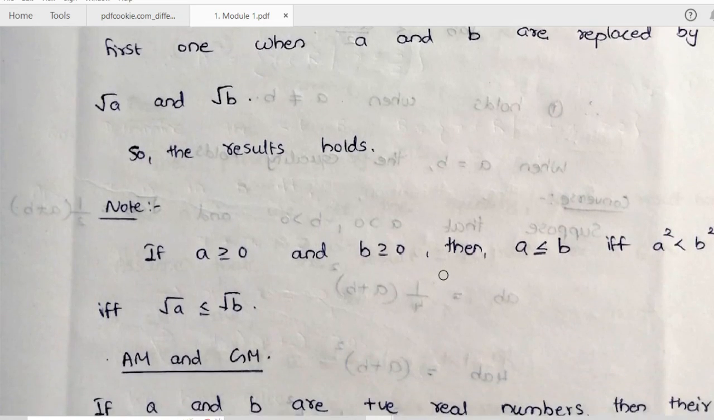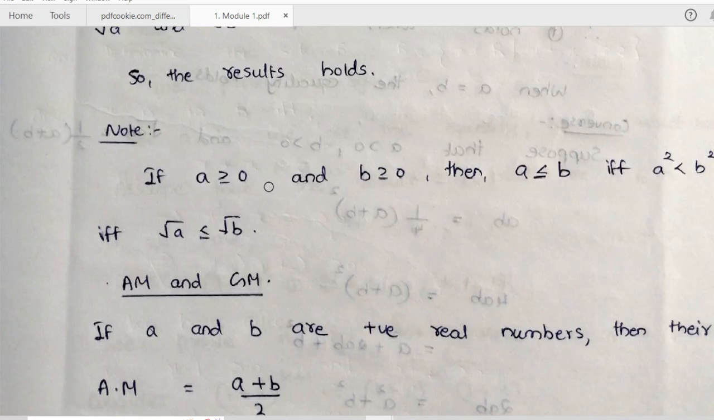Now we are having a note. If A is greater than or equal to 0 and B is greater than or equal to 0, then A is less than or equal to B if and only if A square is less than or equal to B square, if and only if root of A is less than or equal to root of B.